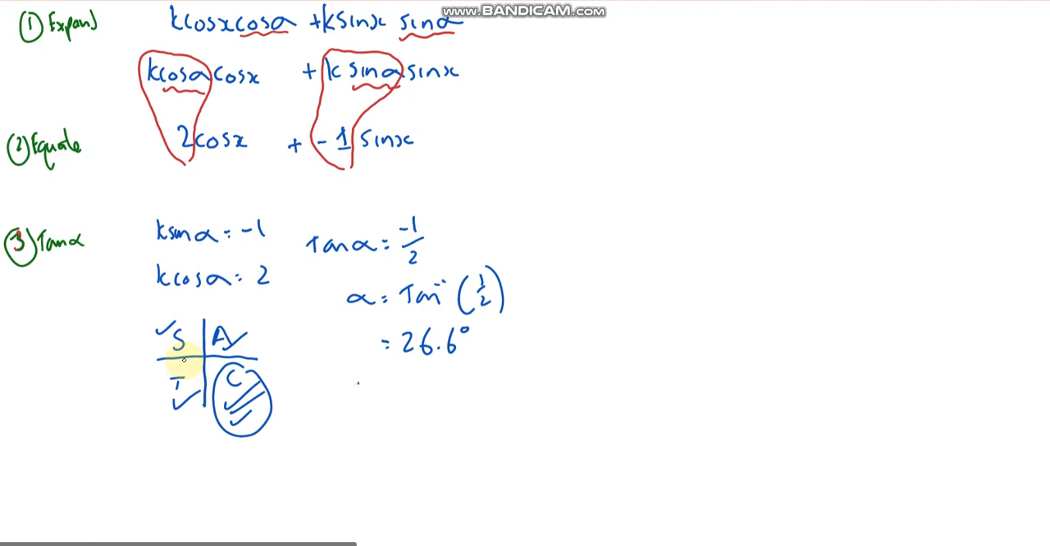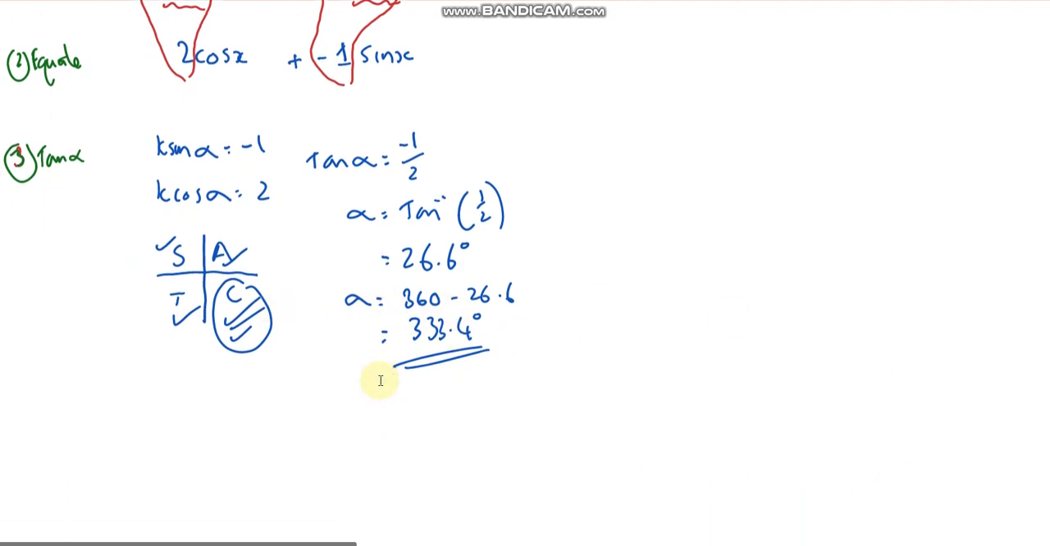So that means that the alpha I'm looking for is going to be 360 take away the 26.6, because I'm in this quadrant. Take away 26.6. So alpha is equal to 333.4 degrees. So that's the first one we've had where it's been a little bit different actually. That's good. I'm glad we've got one of them eventually where they've got a little negative in there.